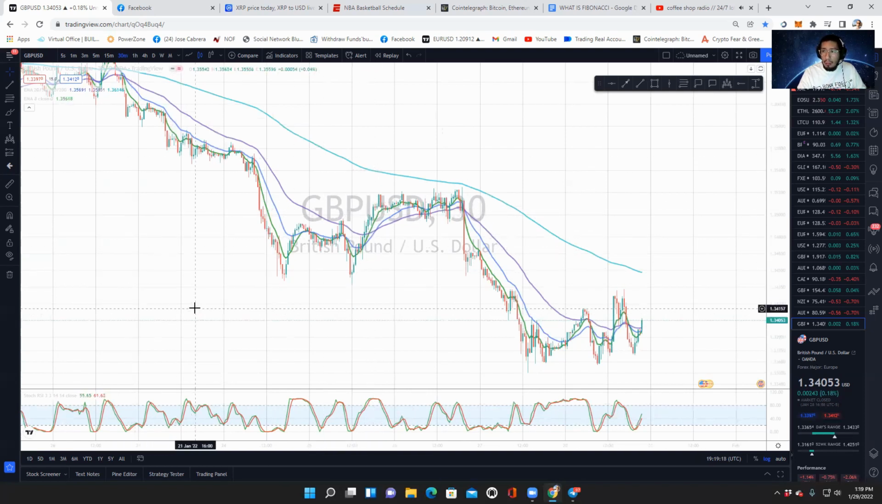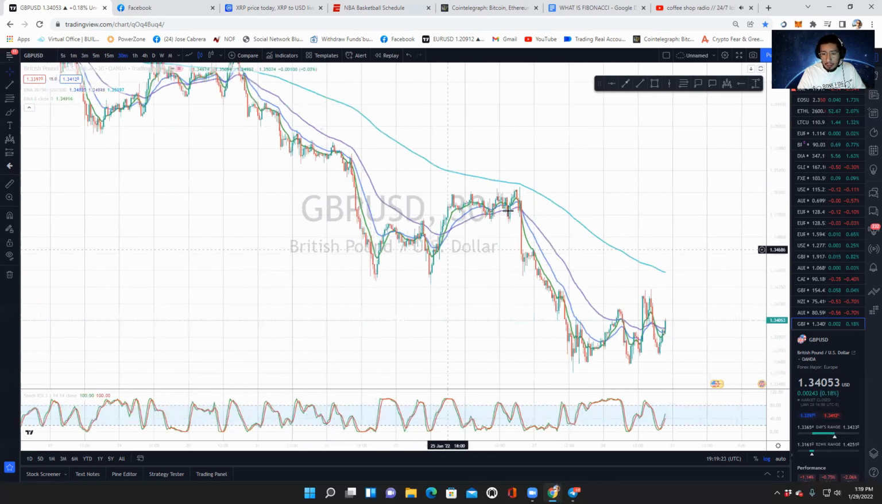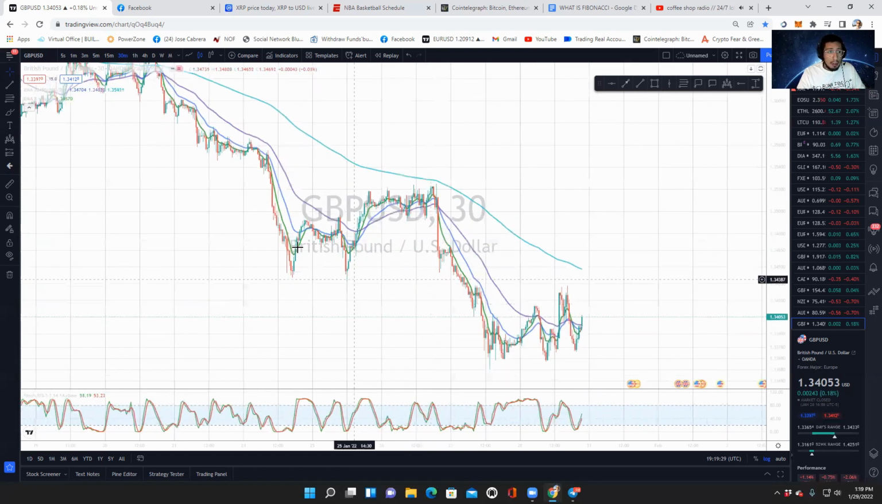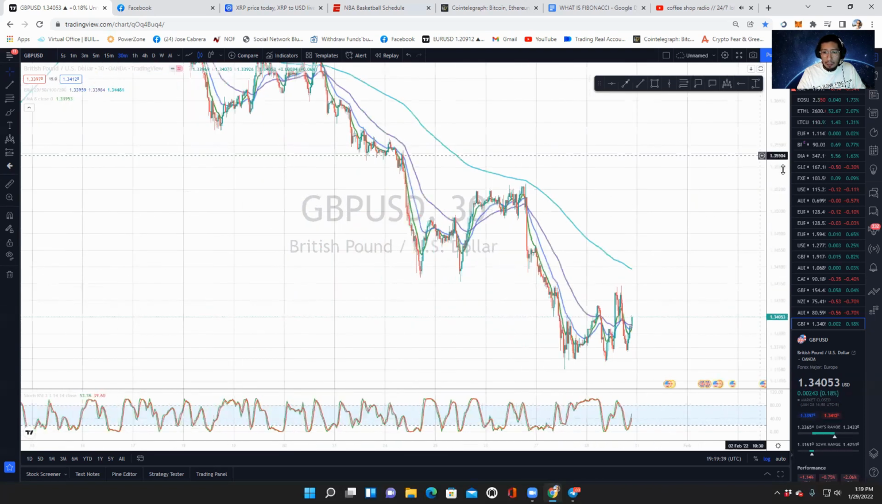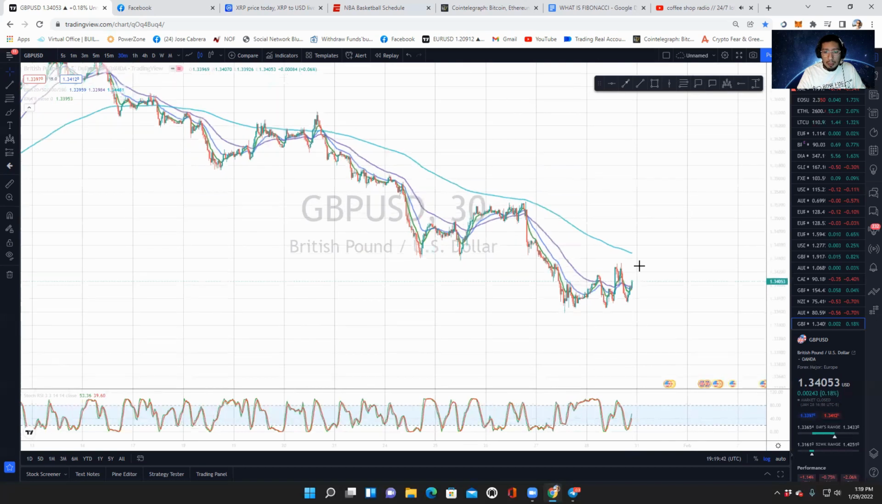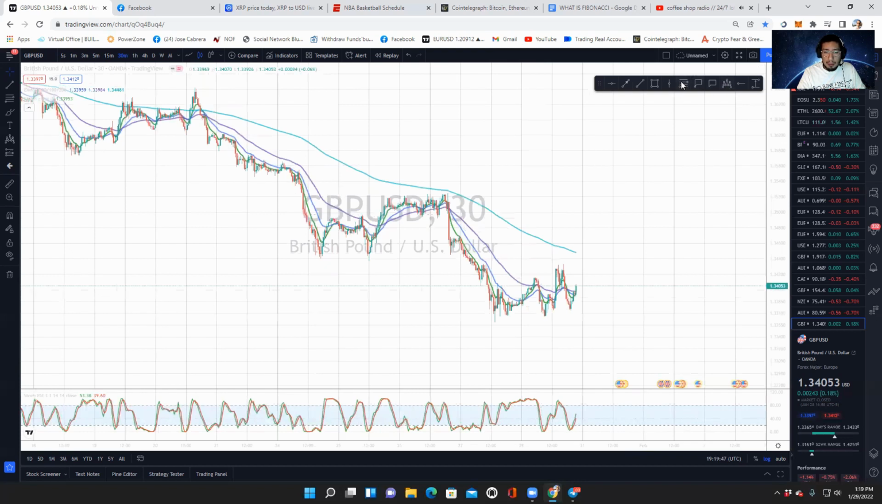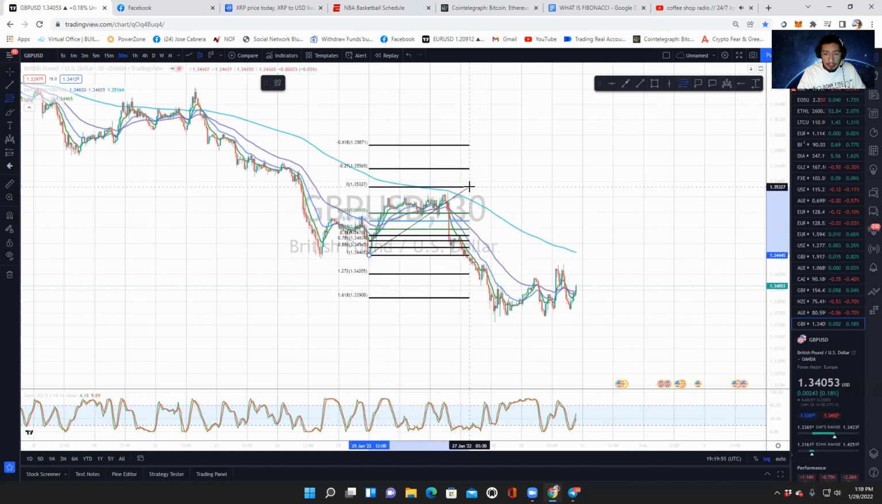But I know overall that the market is in a downtrend. Look at all this. So what do I want? I want to get a sell. So let me bring my Fibonacci extension so it can tell me what it's going to do. What we could do is easily bring the Fibonacci from this low to the high.